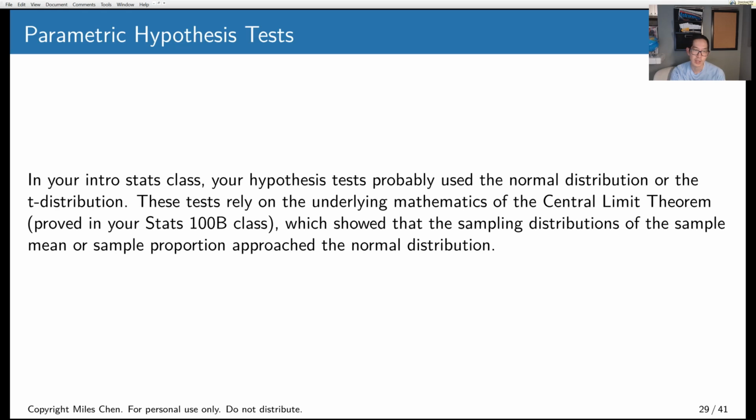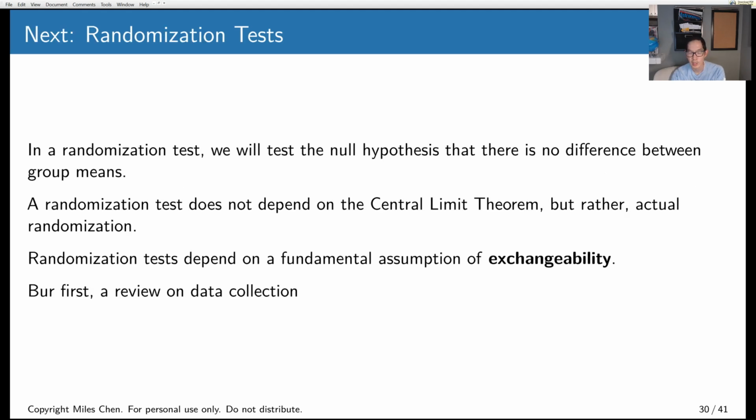So, in your intro stats class, your hypothesis test probably used the normal distribution and the t-distribution, and those hypothesis tests rely on the underlying mathematics of the central limit theorem, which I think you prove in your Stats 100B mathematical statistics course, right? And that shows that the sampling distribution of the sample mean or sample proportion approaches the normal distribution under certain conditions.